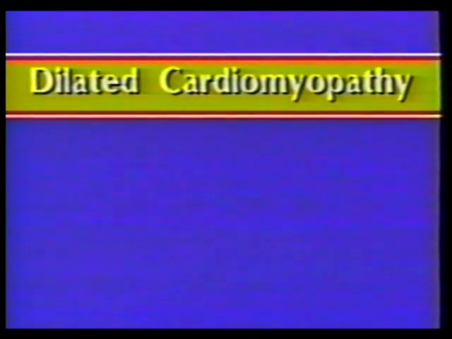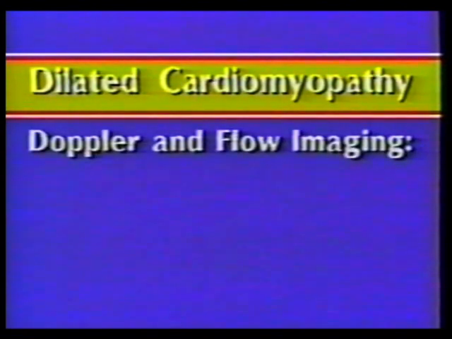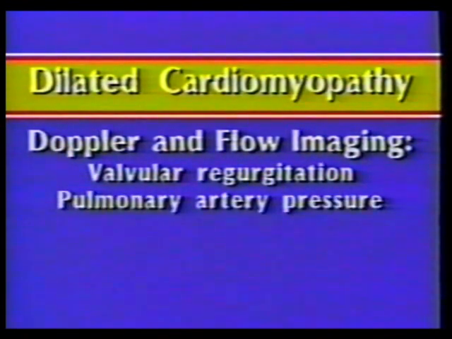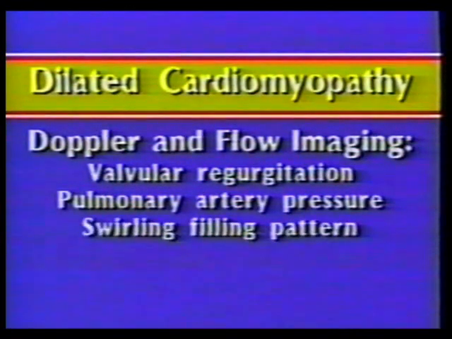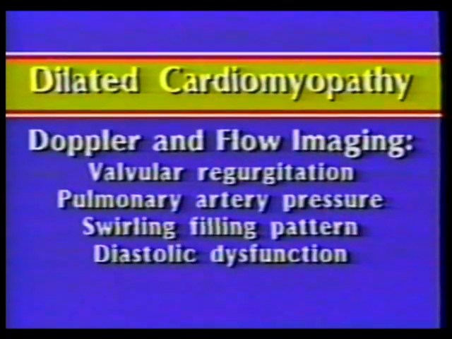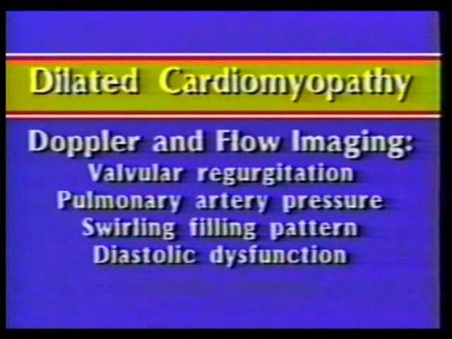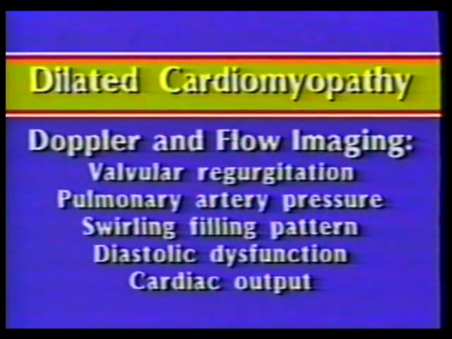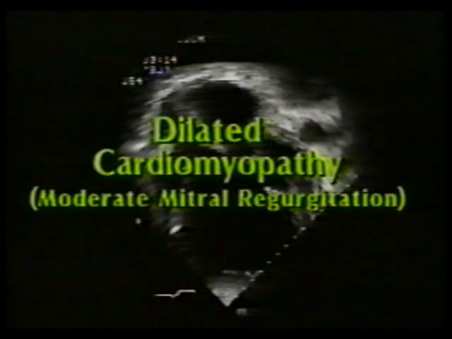While 2D echocardiography is used to readily identify the structural and functional abnormalities that are characteristic of dilated cardiomyopathy, Doppler and flow imaging are utilized to delineate hemodynamic derangements. These include valvular regurgitation, determination of pulmonary artery systolic pressure, identification of a characteristic swirling pattern of left ventricular inflow, characterization of diastolic dysfunction, and determination of cardiac output. We will now discuss each of these applications.